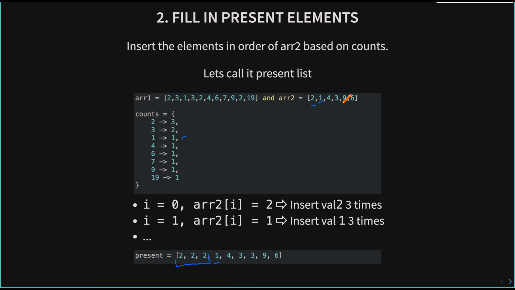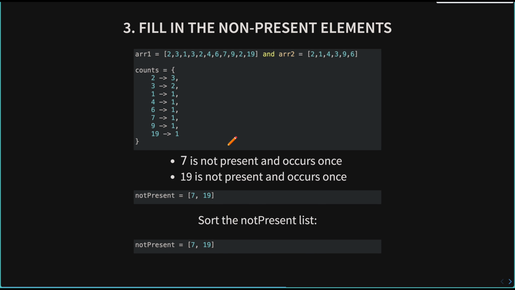Now the next element in array 2 is 4 and 4 also occurs once. So we will just add 4 to the present list. Then 3 comes in, 3 occurs twice. So we will add two 3's here. Now 9 and 6 come in and because they occur only once, we will just add them here. So now our present array has all the elements in sorted order which are also present in array 2. Then the next thing is we fill in the non-present elements.